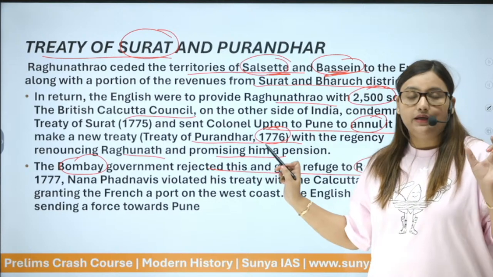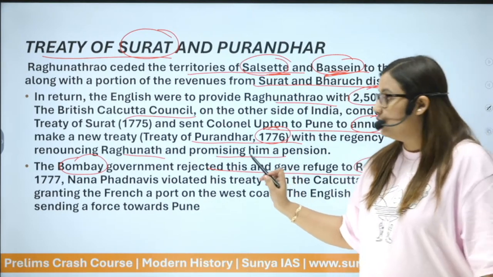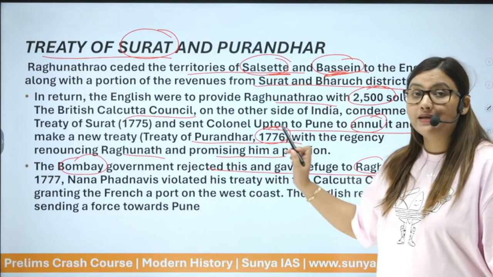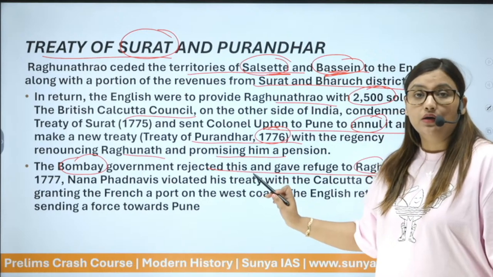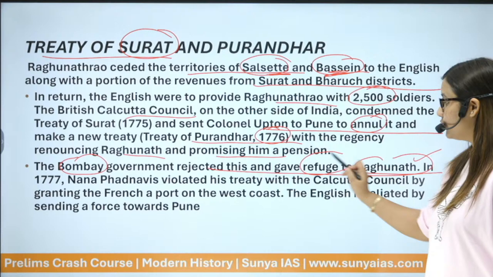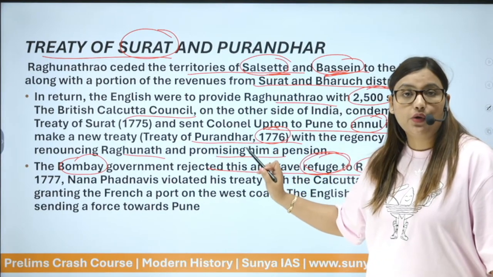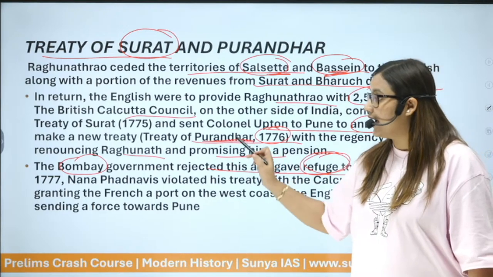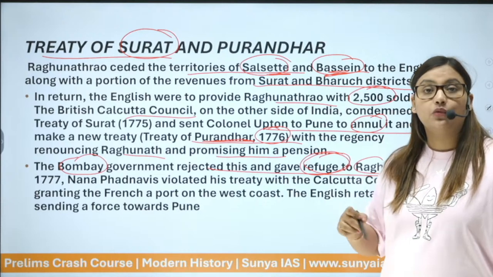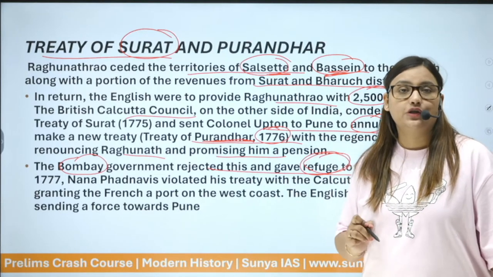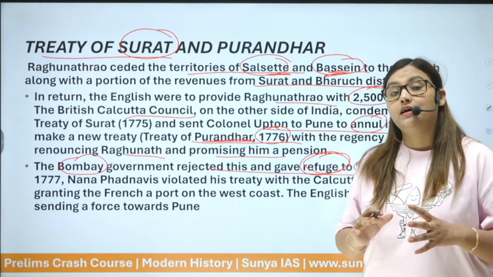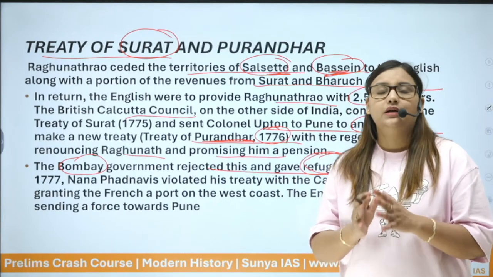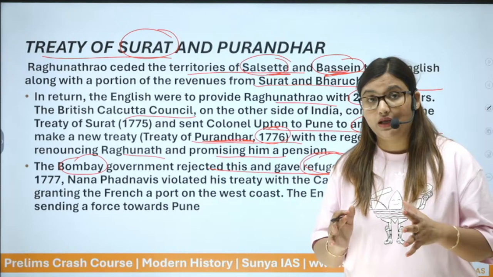The Calcutta Council, EIC, decided that they would renounce Raghunath Rao, leave him, and promised him a pension, right? But what is Bombay doing? Bombay is still rejecting the entire order and giving refuge to Raghunath Rao. So giving refuge to Raghunath Rao is against the Treaty of Purandhar, yes or no? Yes, it is against the treaty, since they should not have given any refuge to Raghunath Rao. It's a violation of the treaty, and due to this violation the Maratha chiefs, Barabhai, especially Nana Fadnavis, became very angry that these people are of no use, not to be trusted, and not taking care of the treaty.